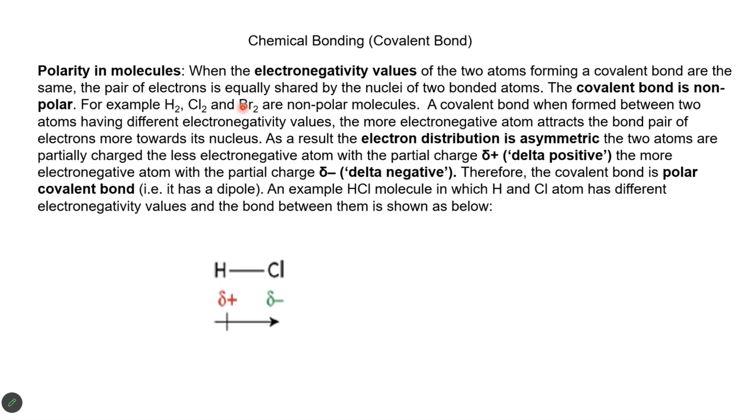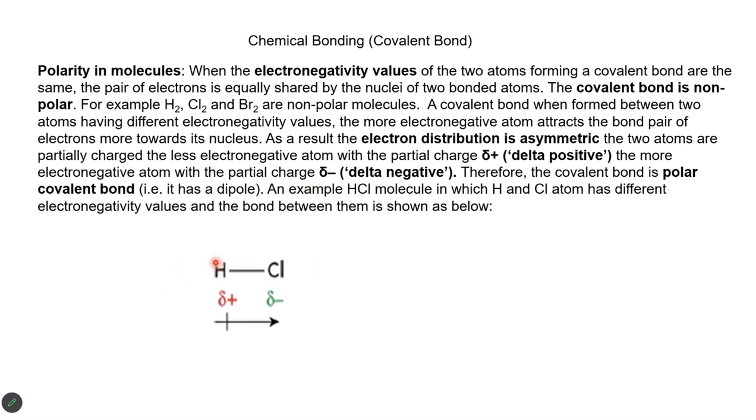But then if there are atoms having different electronegativity values, then we form polar covalent bonds. What happens? As a result of sharing of electrons, the electron distribution becomes asymmetric in the two atoms, and partial charges develop, and one becomes delta positive and another becomes delta negative. And here is an example of a polar covalent bond, hydrogen chloride.